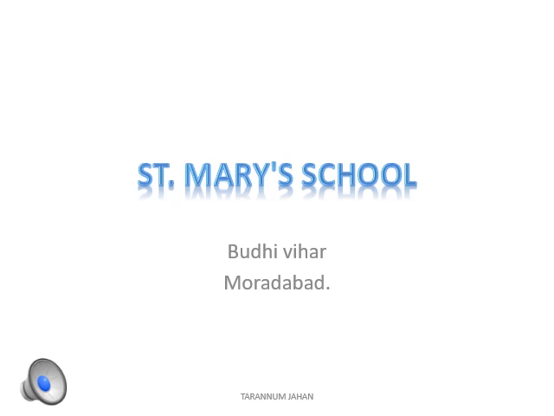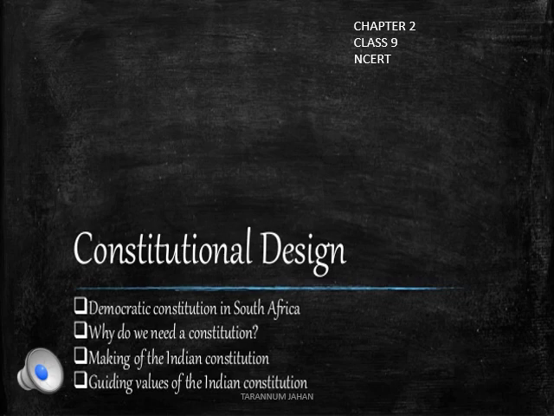So here again I'm with you all with the second chapter of civics. Let's begin with the political science second chapter. Class 9 chapter 2 from NCERT, Constitutional Design. Here we are going to study the democratic constitution in South Africa, why do we need a constitution, making of the Indian Constitution, and guiding values of the Indian Constitution. These are the key points that we are going to discuss inside this chapter.